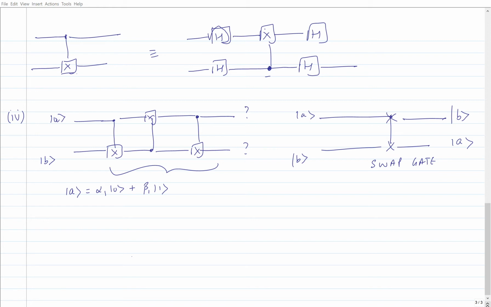And B is alpha 2 |0⟩ plus beta 2 |1⟩. Now A tensored B is alpha 1 alpha 2, I'm just expanding them out, alpha 1 beta 2, plus beta 1 alpha 2, plus beta 1 beta 2.